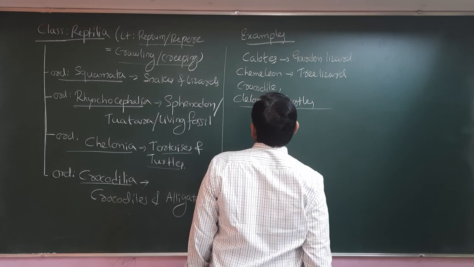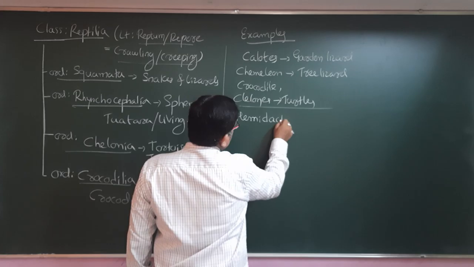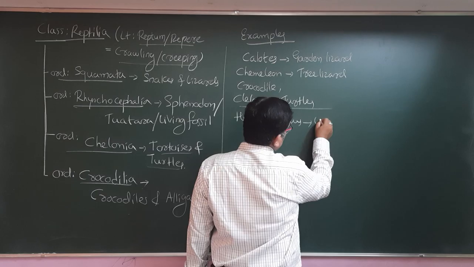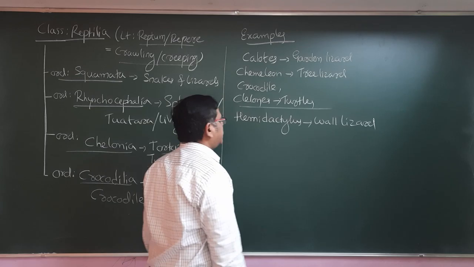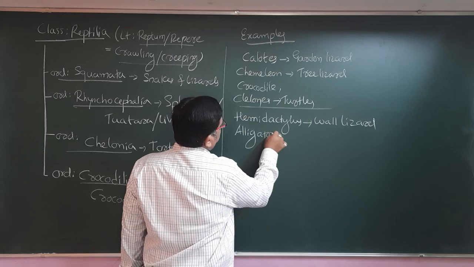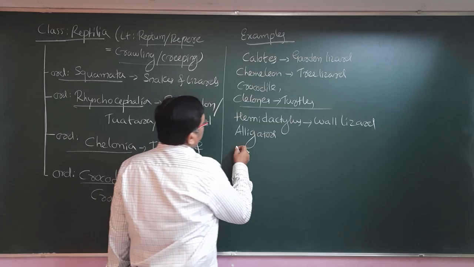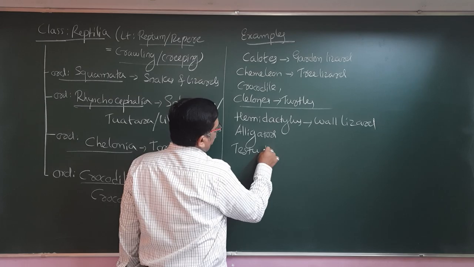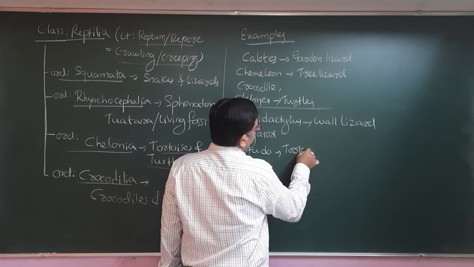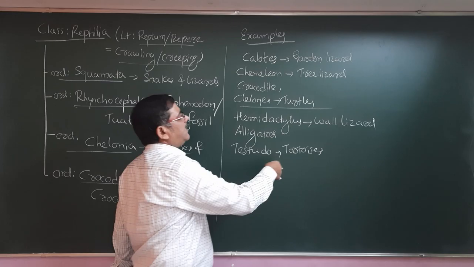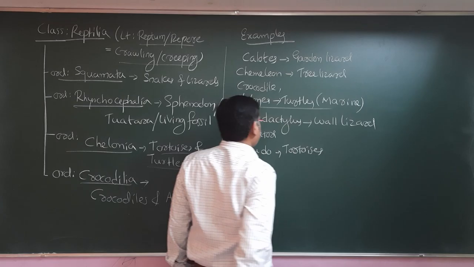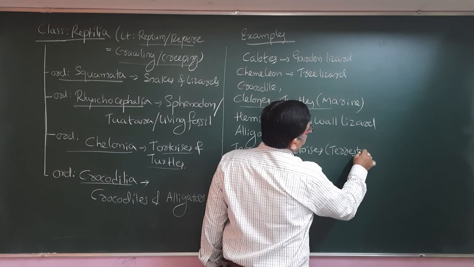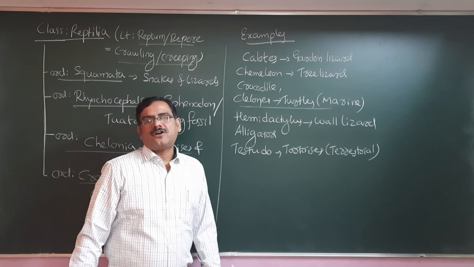Turtles. And Hemidactylus, which is known as the wall lizard. Then alligators, which are also aquatic and larger than crocodiles. And then there is Testudo, known as tortoises, which are terrestrial, not aquatic. Turtles are basically marine or aquatic, whereas tortoises are terrestrial. We need to know the basic difference between alligators, crocodiles, turtles and tortoises, and we are going to discuss that also.